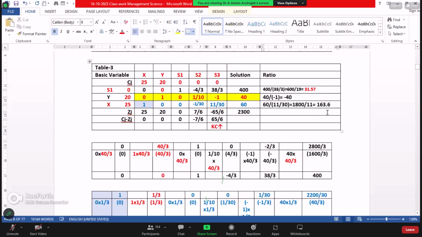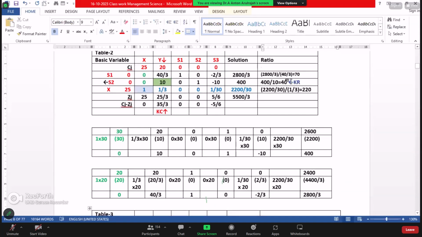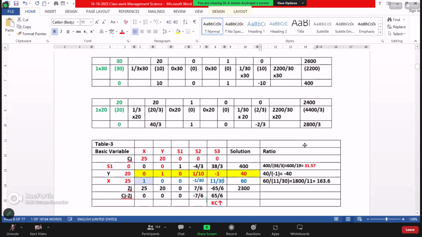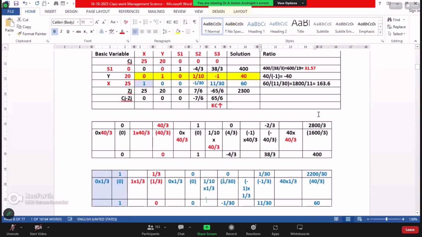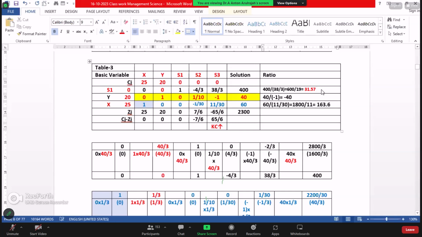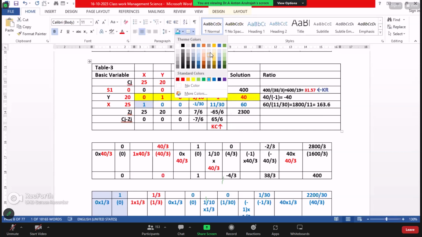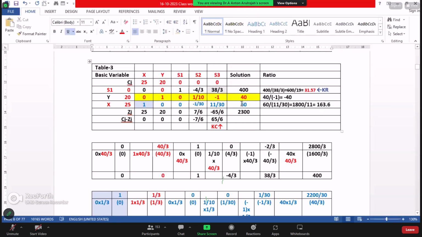So therefore, this is the key row selection. Key row selection. Okay, right. Carefully look into that. Very important sum. Now, key row and key column are intersecting at this place. That is our key value. The key value is now 38 divided by 3. That is our key value. So what is the entering variable? What is the leaving variable?